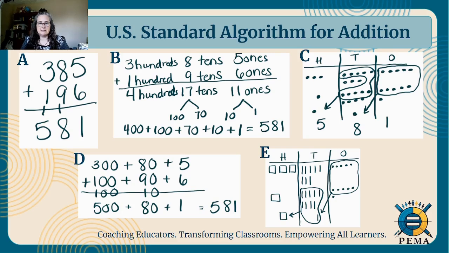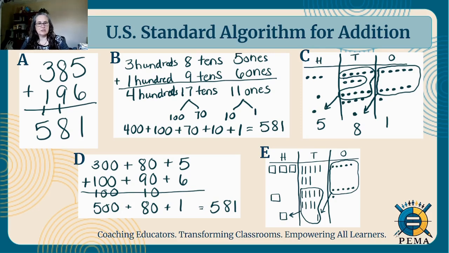So I hope you noticed that in all of these images, we started in the ones place. And when we add 5 ones to 6 ones, we got 11 ones. And 11 ones in all of these representations is composed of 1 ten and 1 one. Then we added the tens next. And when we added 8 tens plus 9 tens plus the 10 that we composed with our ones, we get 18 tens. 18 tens are made of 10 tens and 8 tens.